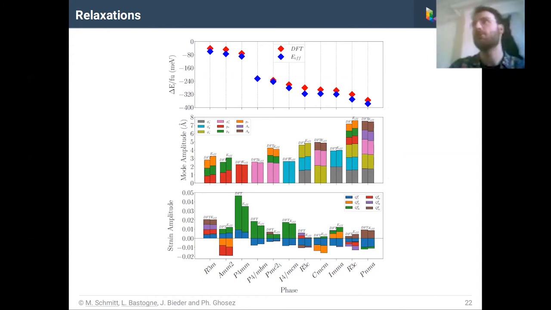The lower panel is the strain amplitudes, and there, with some exceptions, we're also performing quite well. With this result, we're really quite happy because with a few tens of anharmonic terms, we're already quite close to what the DFT is telling us.